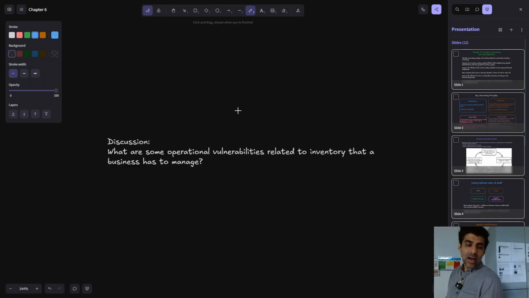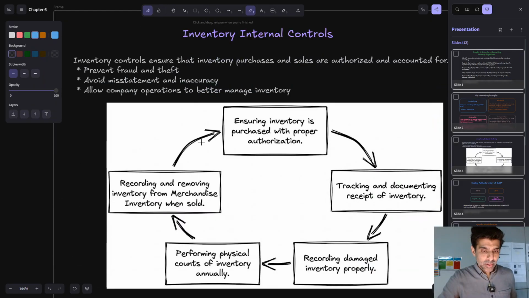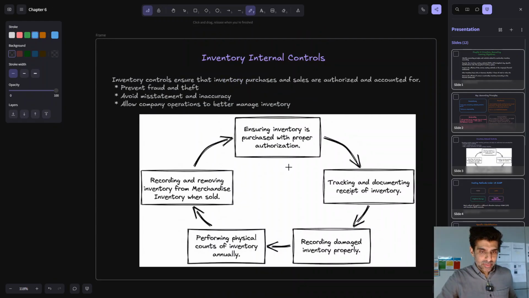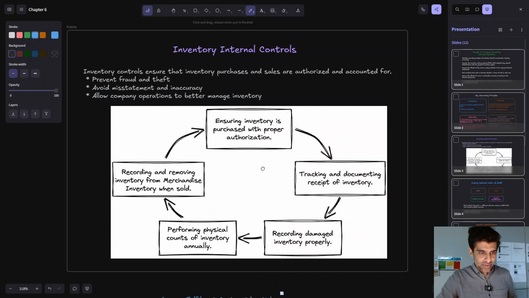Okay, so this area of a business's operations is very, what we call, internal controls intensive. There's a lot of things that are in place to manage inventory. Okay, so some things that we mentioned, and we can just re-emphasize here.